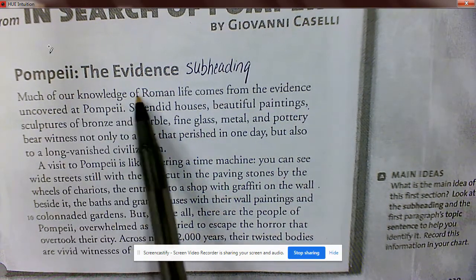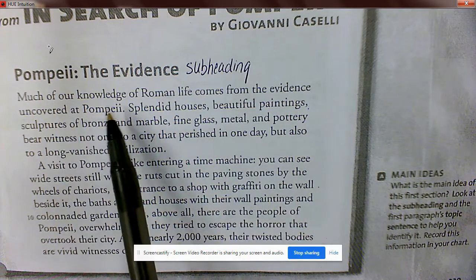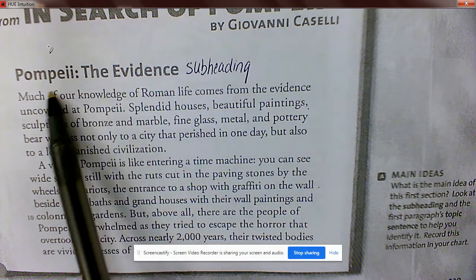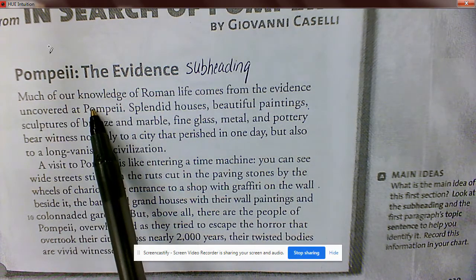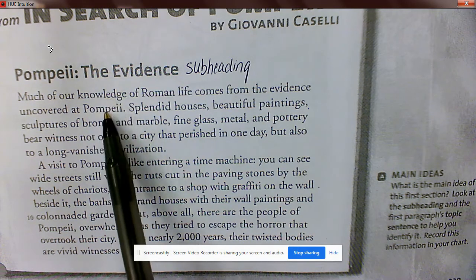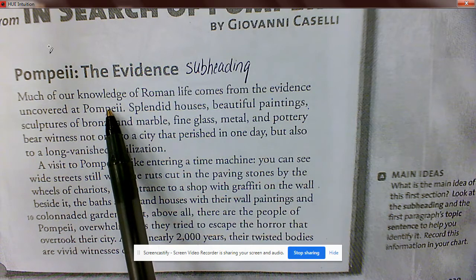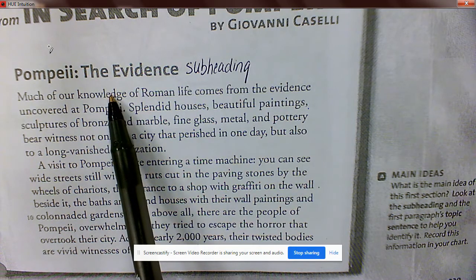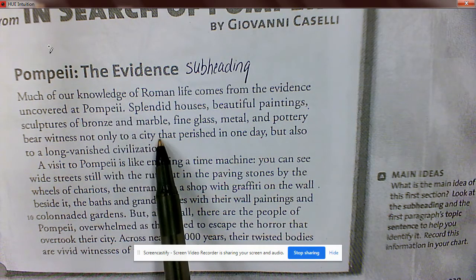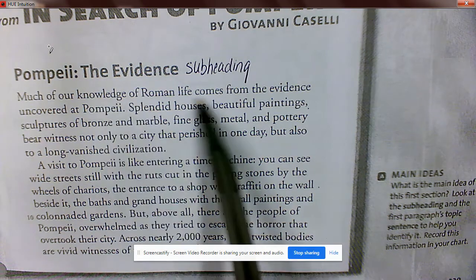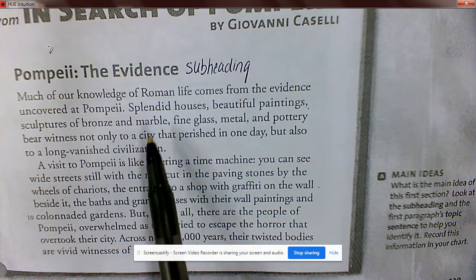Much of our knowledge of Roman life comes from the evidence uncovered at Pompeii. That sentence there is very broad. It's not very specific. There aren't very many details in it. So that tells me that that could be the topic sentence or the main idea. If it is, then everything else will talk about life in Pompeii.